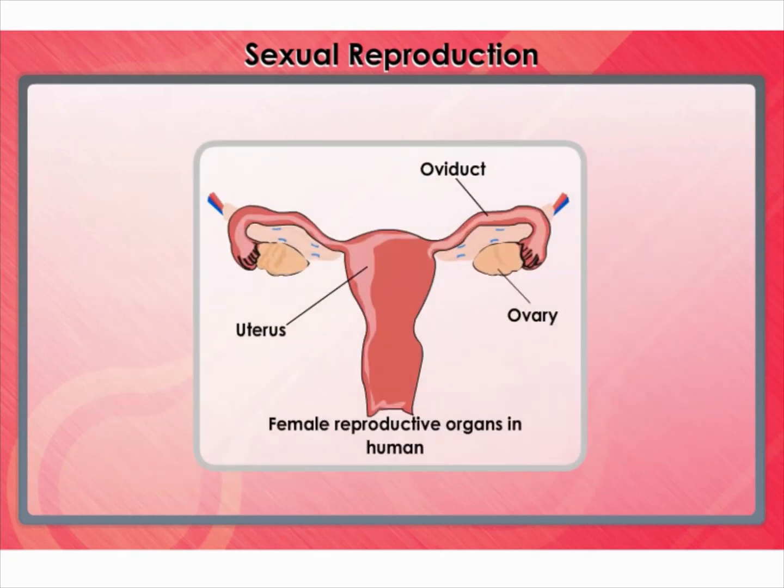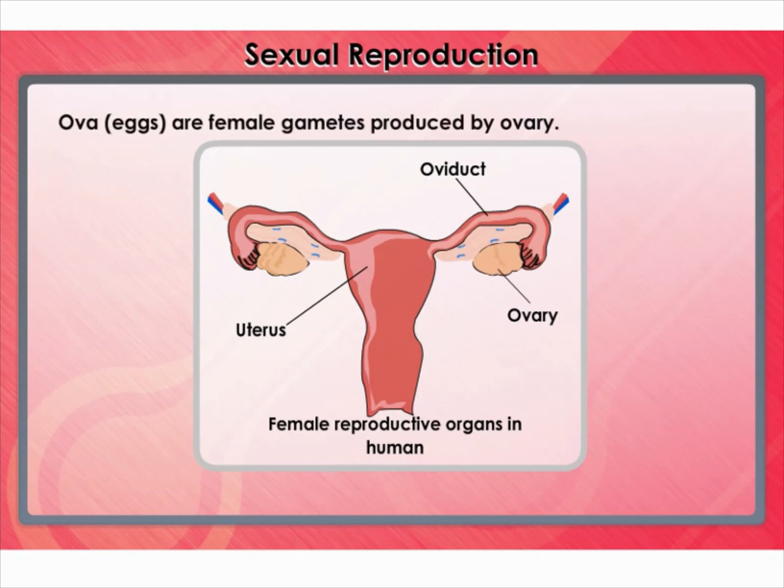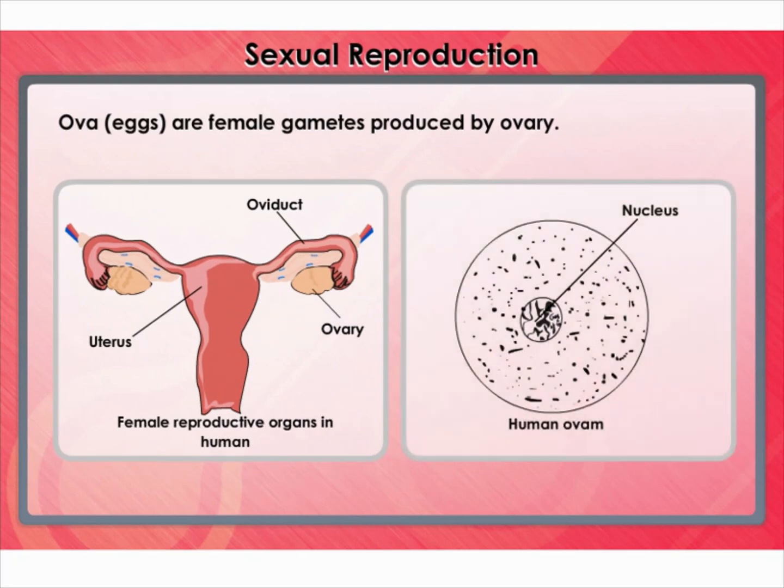Let's discuss the female reproductive organs. The female reproductive organs are a pair of ovaries, oviducts or fallopian tubes, and the uterus. The ovary produces female gametes called ova, or eggs. In human beings, a single matured egg is released into the oviduct by one of the ovaries every month. The uterus is the part where development of the baby takes place. Like the sperm, an egg is also a single cell.